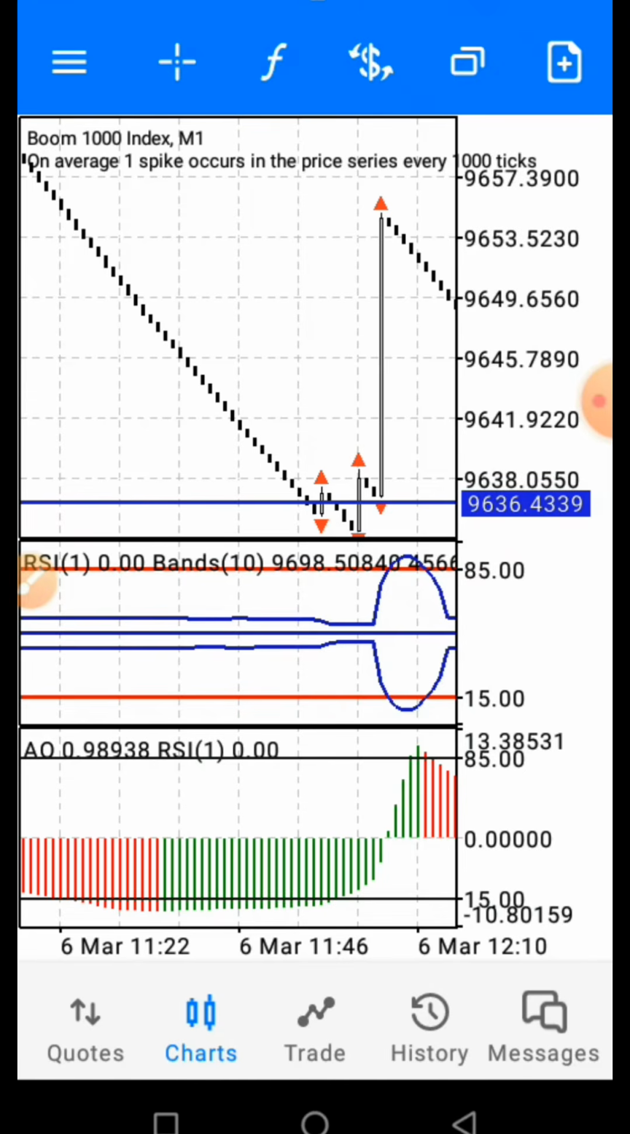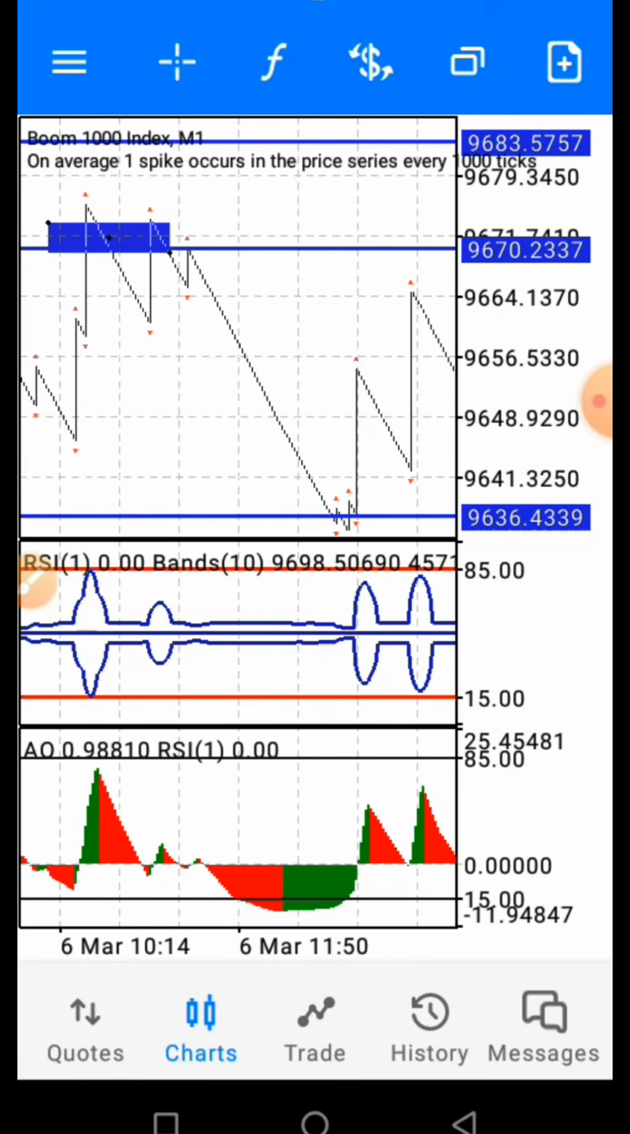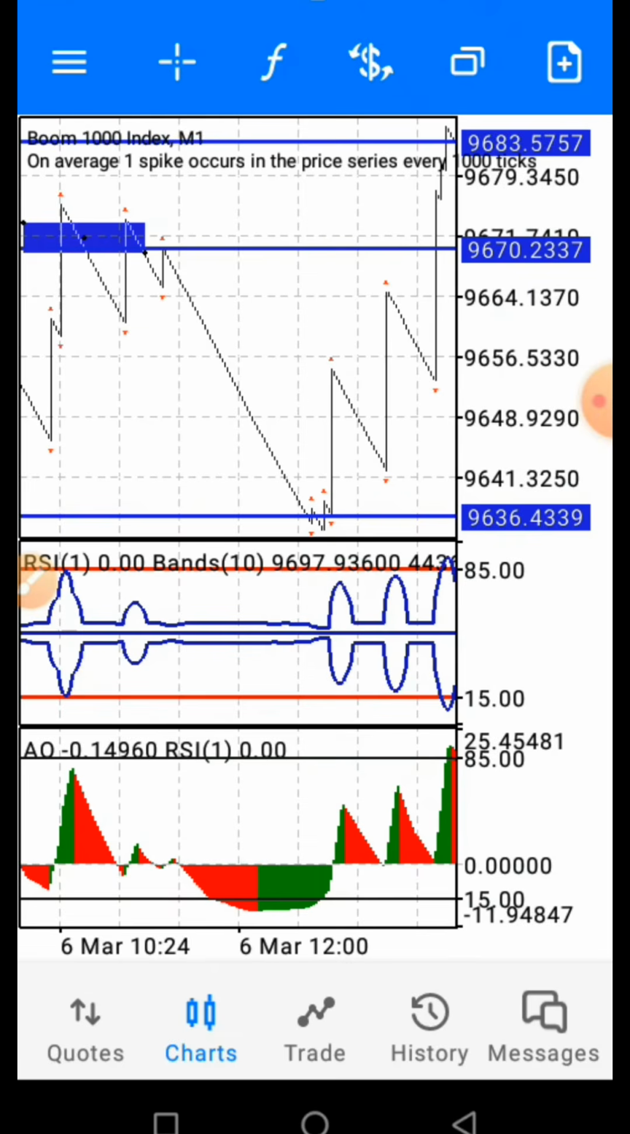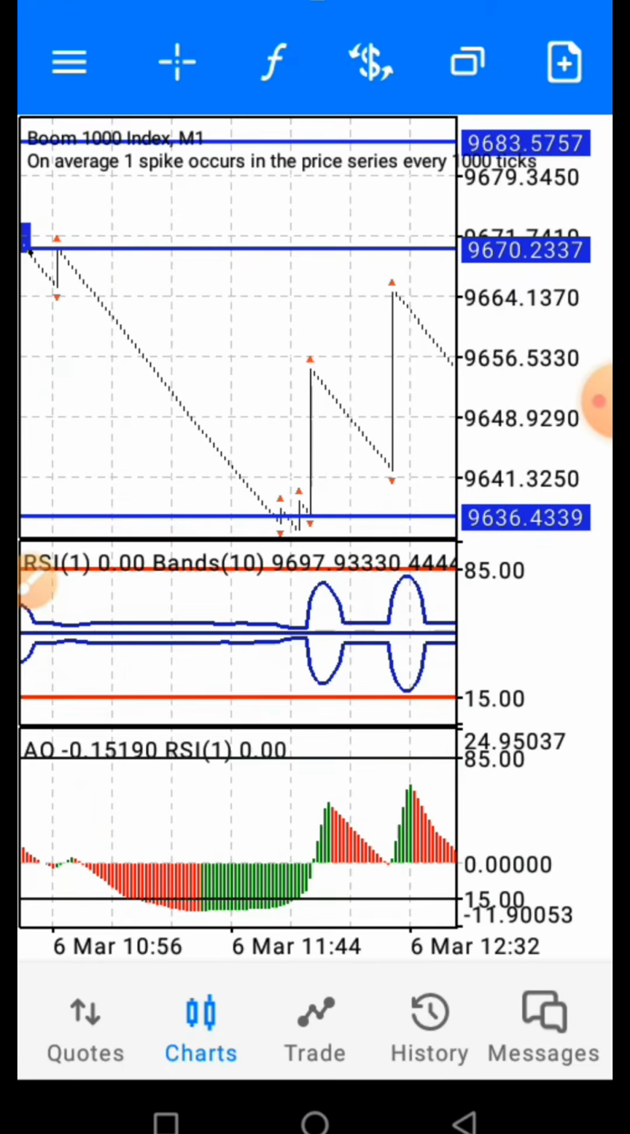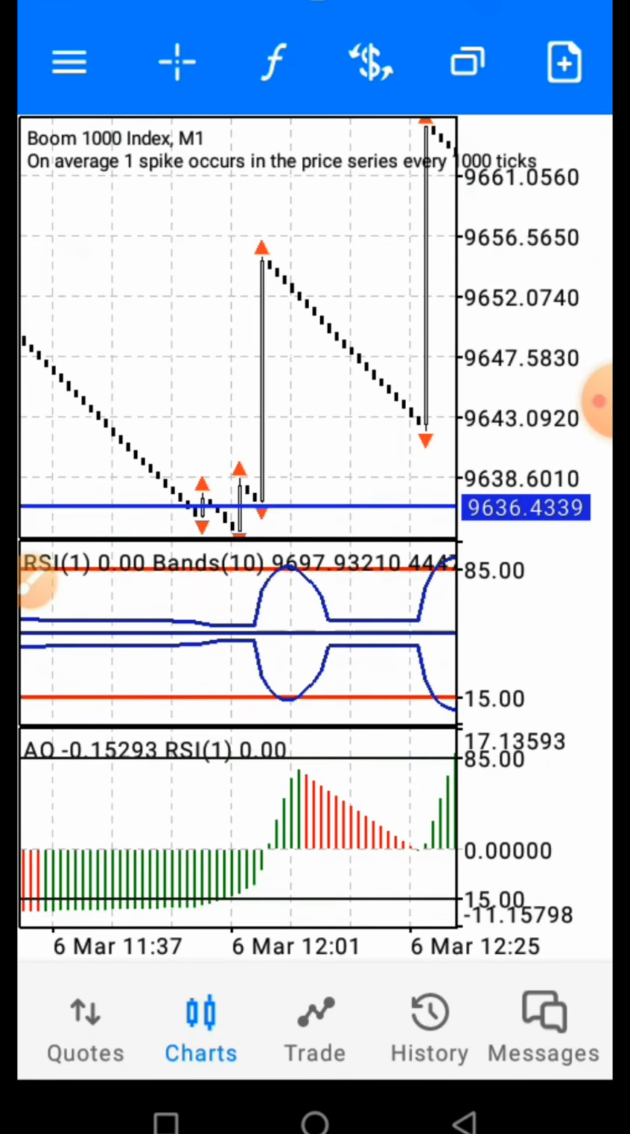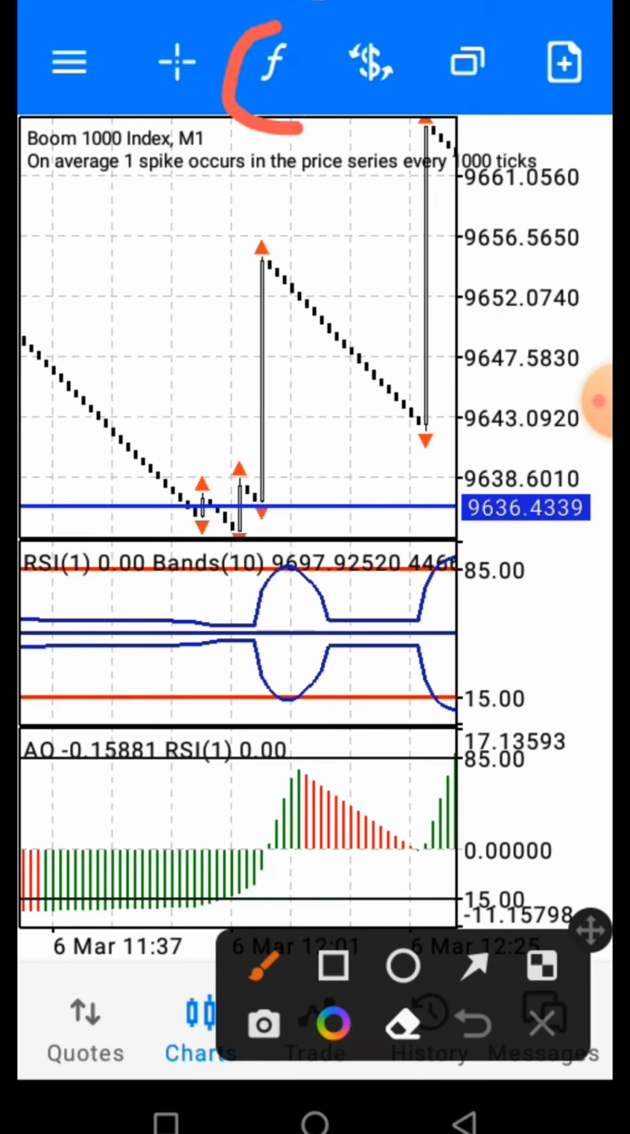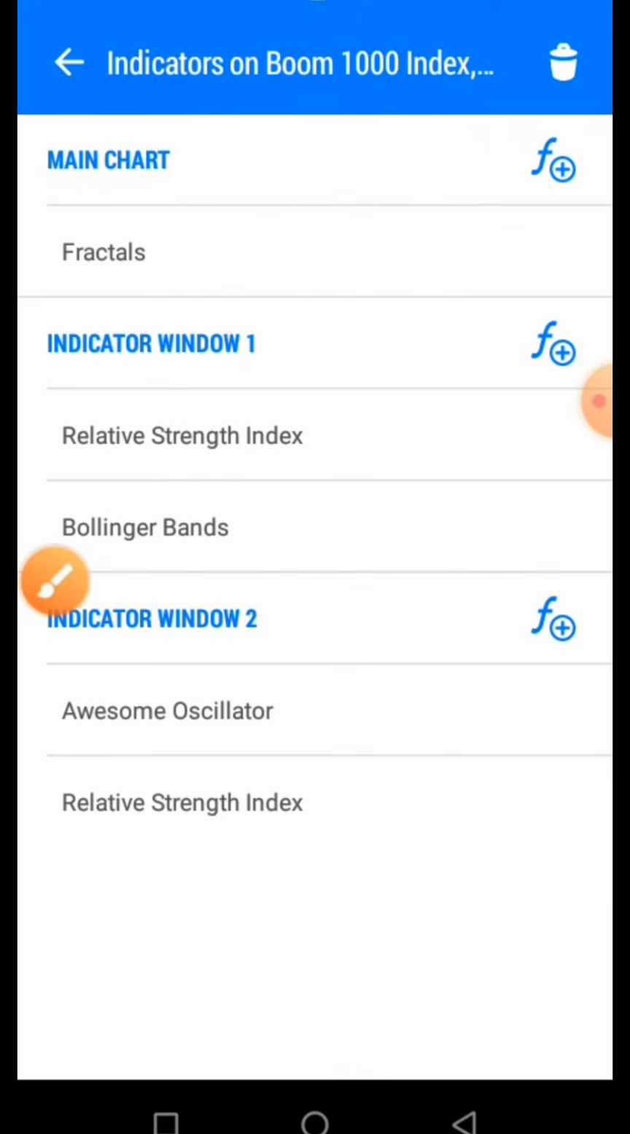So for the zoom level, you're going to zoom out completely. You zoom out completely, you zoom in twice, you zoom in 1, 2. Let me zoom out again, zoom in 1 and 2. This is the zoom level. So that is that. Now for the settings, you're going to be clicking on this F icon right over here. Click on the F icon.